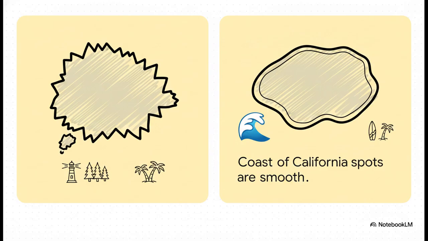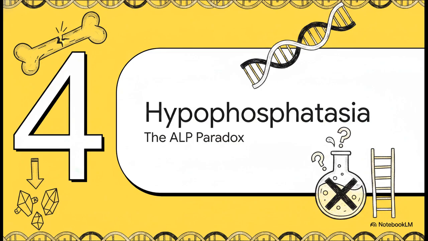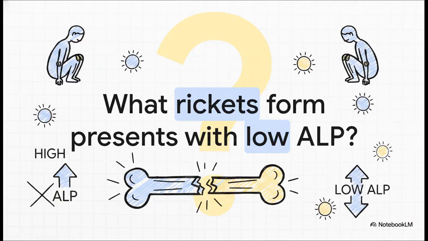Section 4. Hypophosphatasia, the ALP paradox. So, think about a patient presenting with classic signs of rickets or osteomalacia. Poorly mineralized, weak bones. Usually the body tries to compensate for that by pushing bone turnover markers sky high.